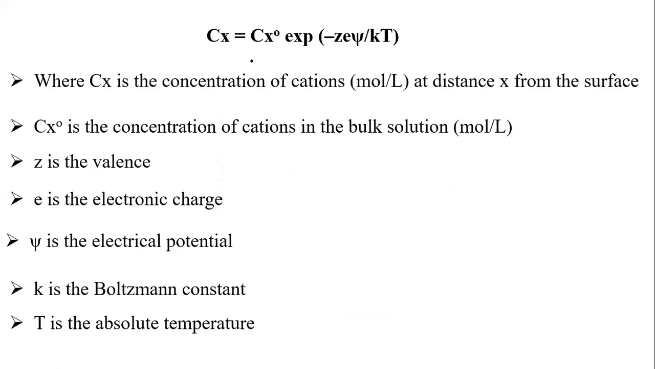And this was mathematically expressed as Cx is equal to Cx naught exp minus ZEψ by kT. You know what Cx is: the concentration of cations at a distance x from the surface. Cx naught is the concentration of cations in the bulk solution. Z is the valency, E is the electronic charge, ψ is the electric potential, k is the Boltzmann constant, and T is the absolute temperature.